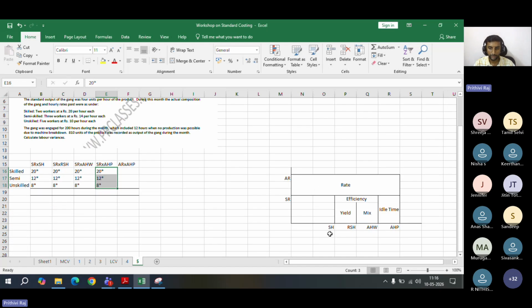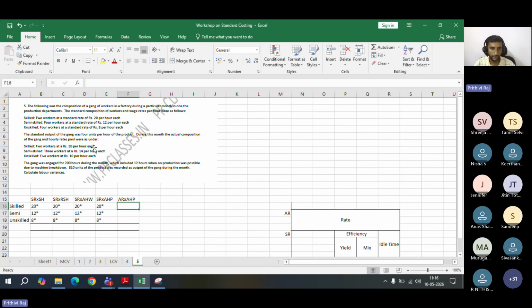All the lines are linking with standard rate, so you can see all the standard rate is updated. Actual rate is 20, 14, 10. Now let's see what all you can be able to solve. Here I missed one thing, right? Sorry.